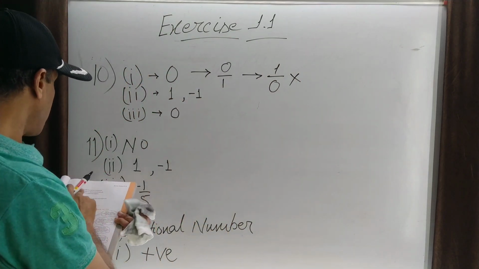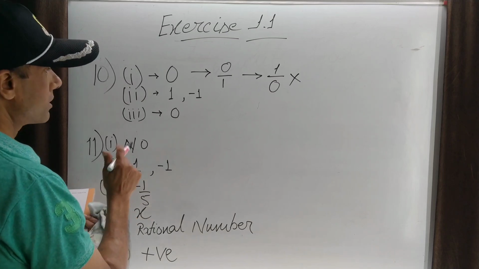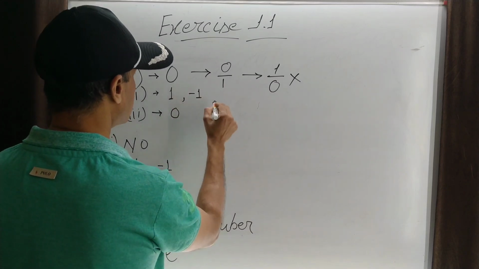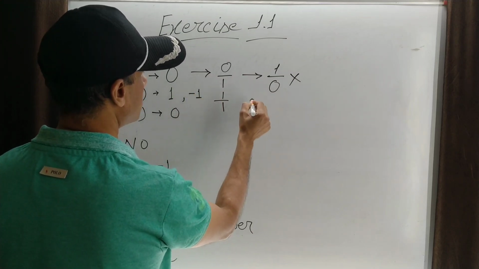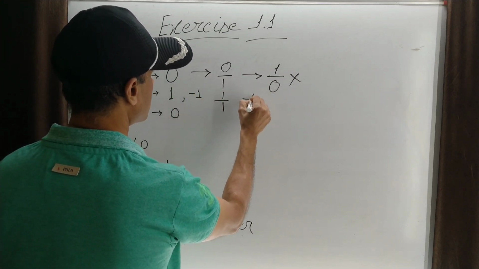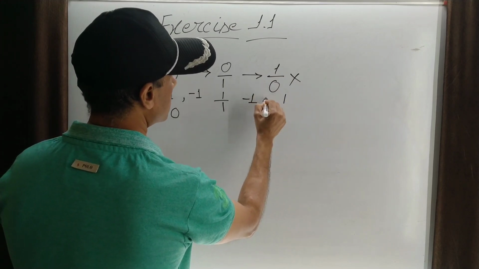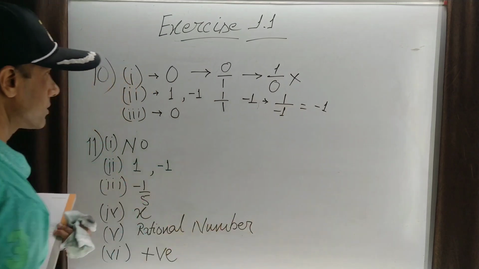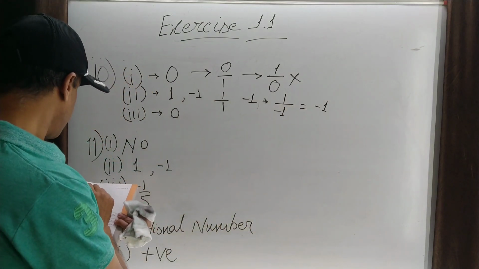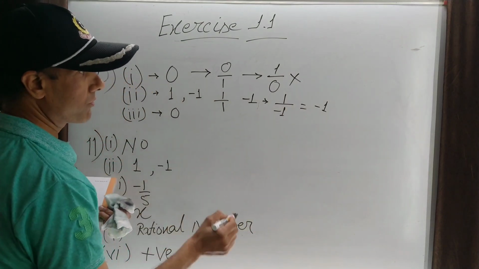Rational numbers that are equal to their reciprocal. Okay, let's see, these are the two numbers. 1 can be written with its reciprocal as 1 by 1, the same. And minus 1 can be written as 1 by minus 1, which is equal to minus 1. Understood? Rational number that is equal to its own reciprocal.